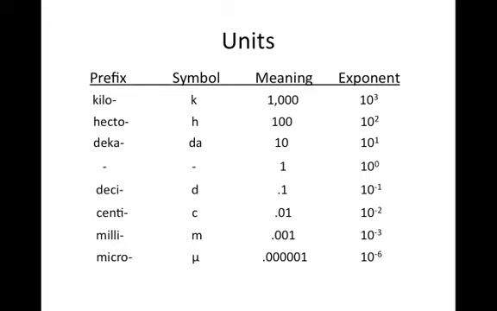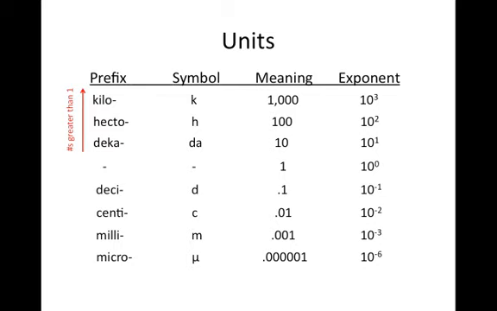If we have 1 hectometer, that means that we have 100 meters. If we have 1 centimeter, that means that we have 0.01 or 1/100th of a meter. If we have 1 micrometer, that means that we have 1/1,000,000th of a meter. Alternatively, we could think that it takes 10 meters to make a decameter, or we need 10 decimeters to make a meter.